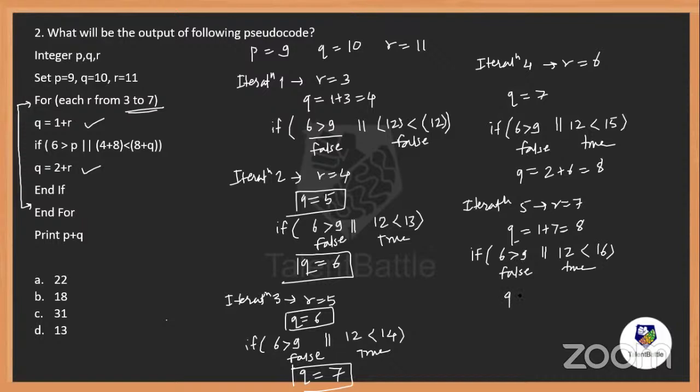We will calculate the new Q is equal to 2 plus R. R is 7, so 9. So the updated value for Q is 9 at the end of the loop.